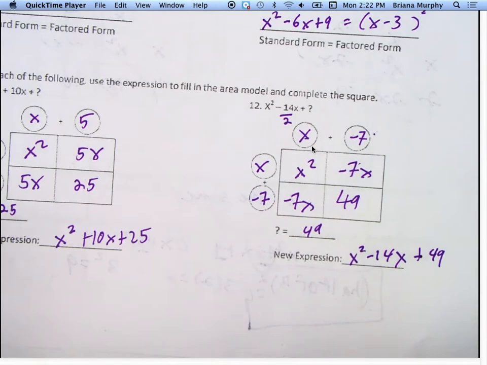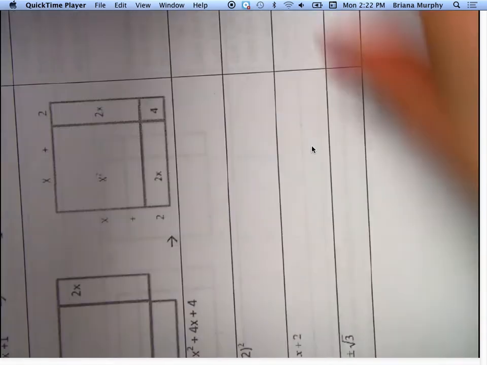So my new expression is x squared minus 14x plus 49. Okay, that's like the start of completing the square. Now we're going to look at an actual completing the square problem. You ready? Okay, make sure this is down. Complete the square, figure it out. We are going to do this one that looks like this.